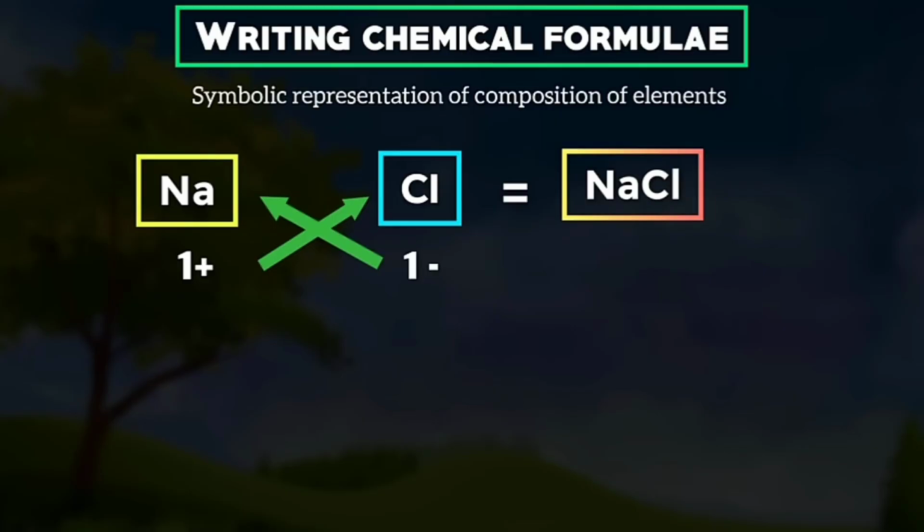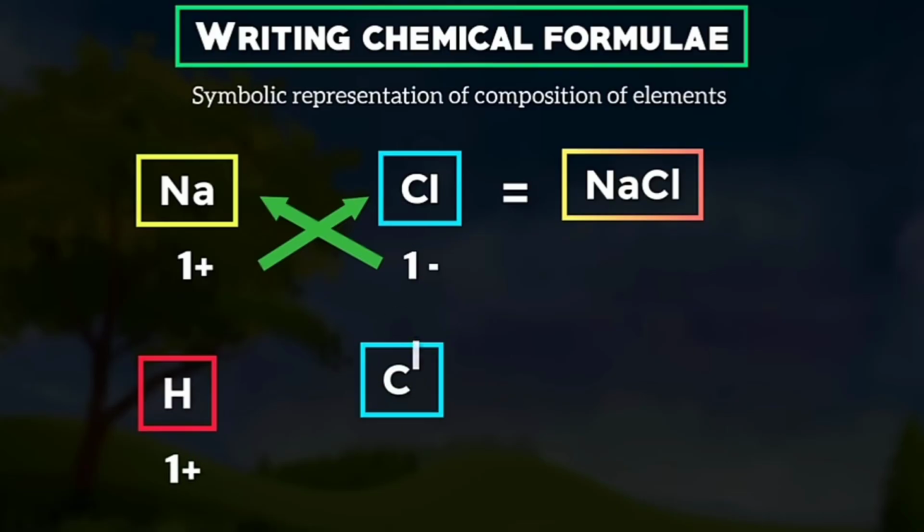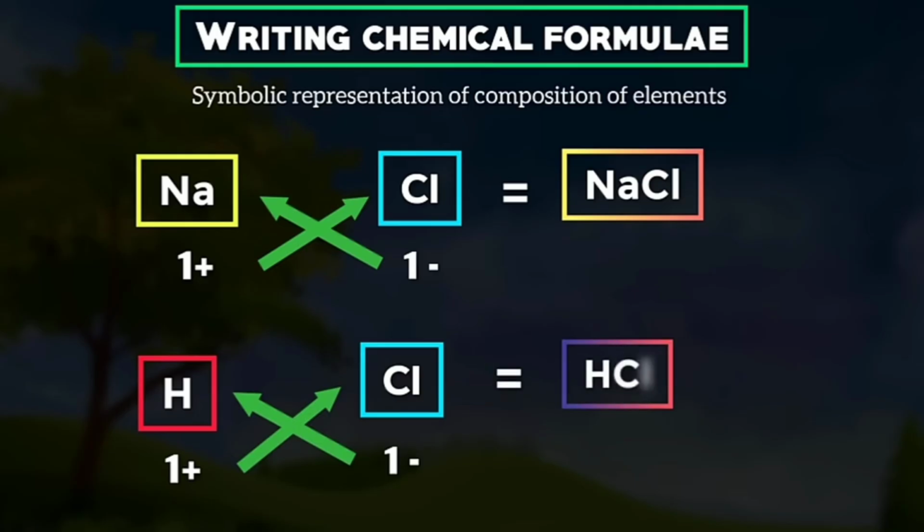Similarly, we'll look at the chemical formulation of HCl, i.e., hydrogen chloride. Hydrogen has a valency of 1, and chlorine has a valency of 1. Simply crisscross their valencies, resulting in the compound HCl.